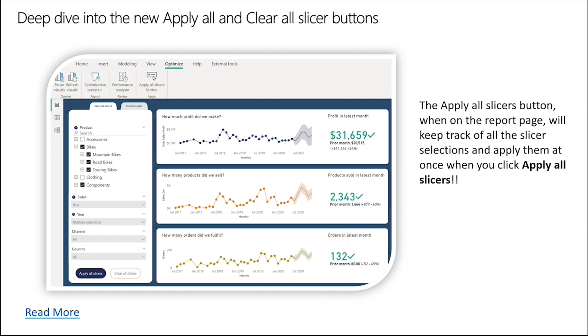All right. This next topic is around the apply all and clear all slicer buttons. If you're interested in this, I would encourage you to read the article on this one because it dives deep into that functionality. That apply all slicer button, when it's used, will keep track of all the slicer selections and apply them all at once when you click on the apply all slicers. So some new functionality there as well.